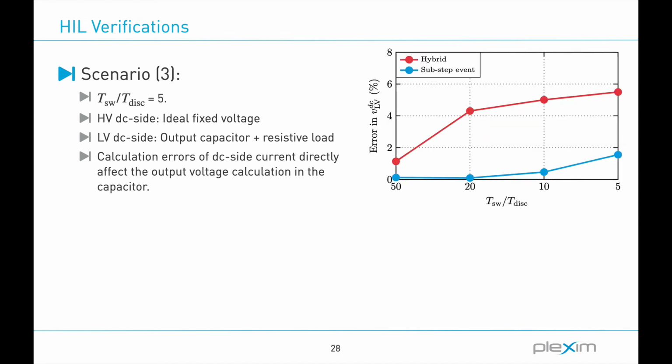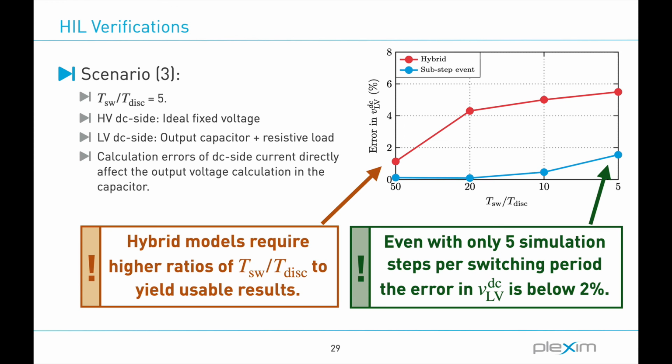If we look at the error in percent for different ratios, then we see that the substep event clearly performs better, and this is really our goal, to keep this CPU-based approach, but having much higher resolution than what we have basically as a model step. So even with only 5 simulation steps per switching period, the error of the substep event model on the low DC voltage side is below 2%.